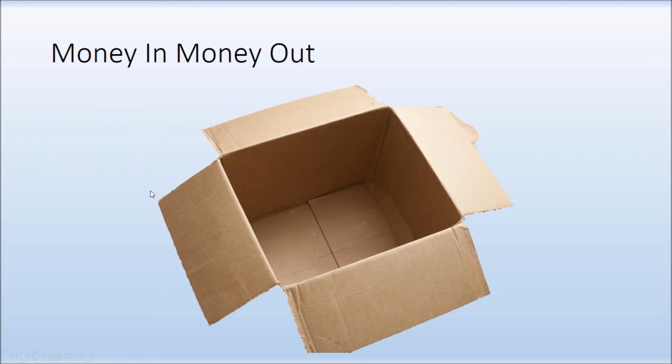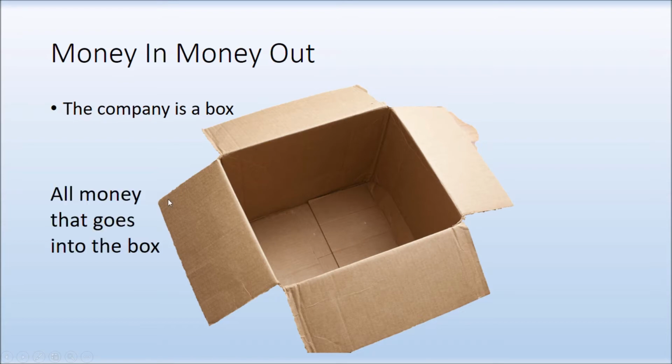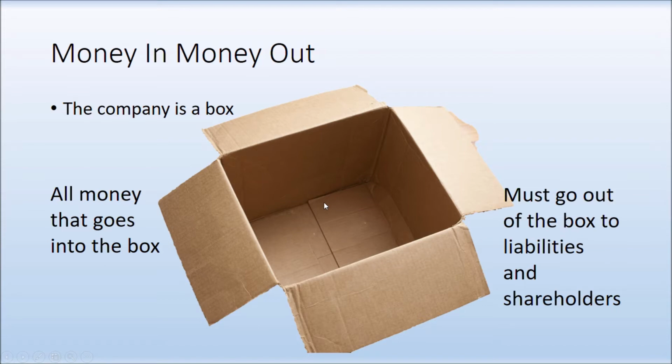So the money in, money out method is that basically the company's a box. So imagine the company's a box, and double entry bookkeeping is from the company's perspective. All money that goes into the box must come out of the box. Okay, so all money that goes into the box is the company's assets, and all the money must go out to liabilities and the shareholder, whatever's left over goes to the shareholders.